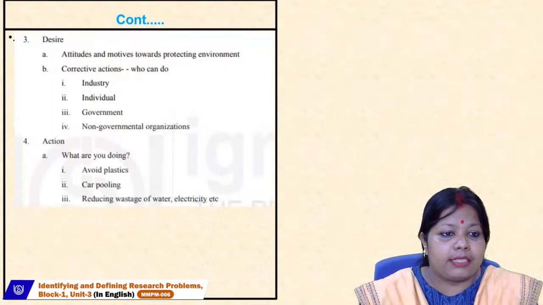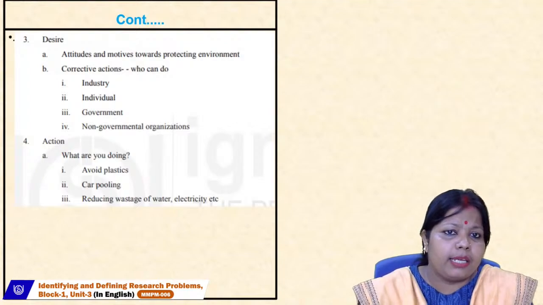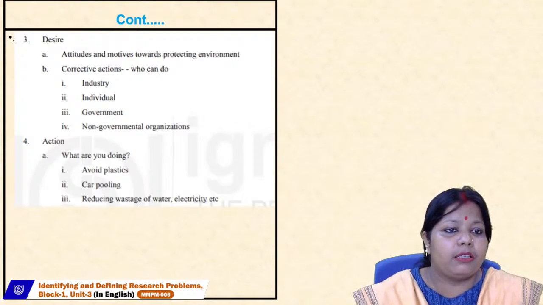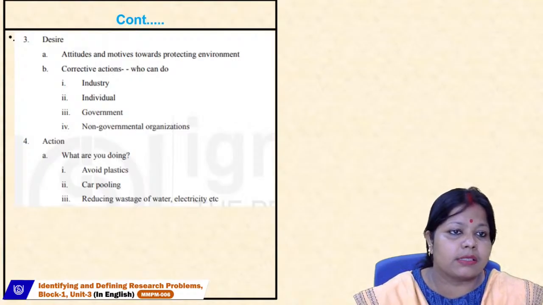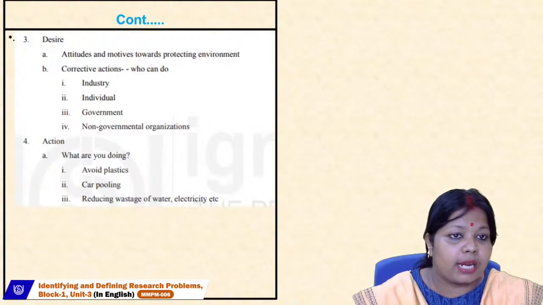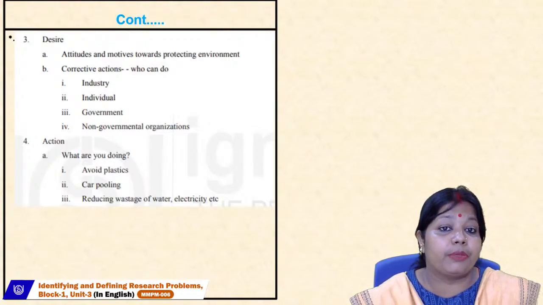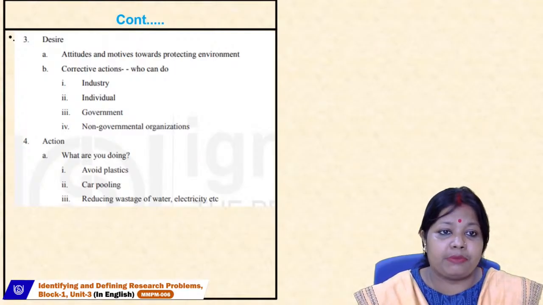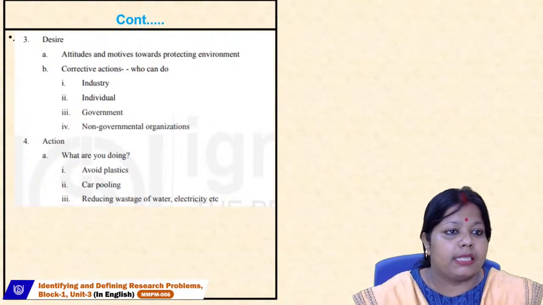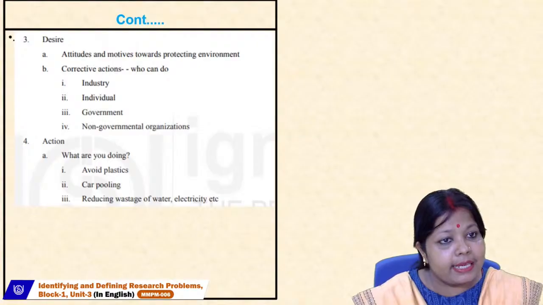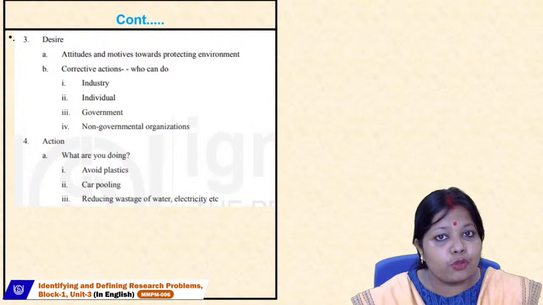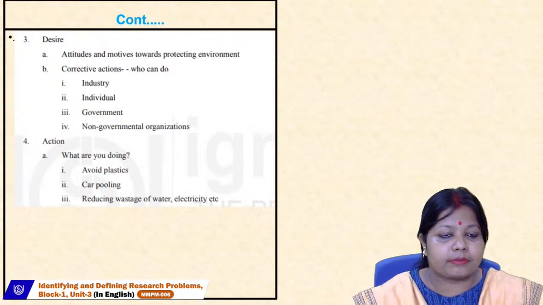Then desire means it is my willingness, I want to protect the environment or to take the correct actions, so what should be my attitudes and motives towards protecting the environment. This attitude and motive both should be very clear, then only my desire will come, otherwise not. If my desire is there to protect the environment, then I should go for a correct action.